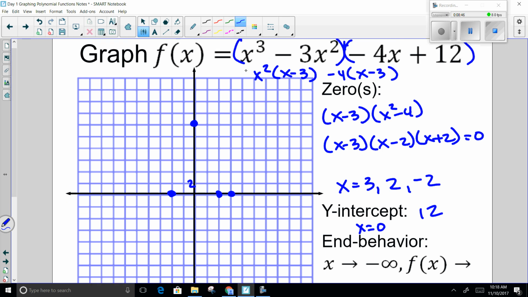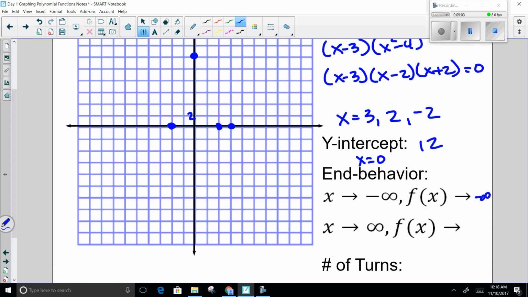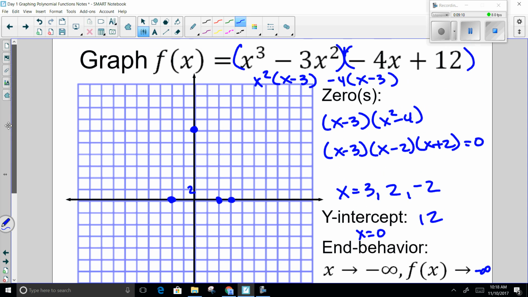As x goes to negative infinity, you only have to plug it into the first one to determine end behavior. A negative times a negative times a negative is a negative. So as x gets really small, my y values are going to go to negative infinity. As my x values get extremely large, positive infinity, a positive times a positive times a positive would be a positive infinity.